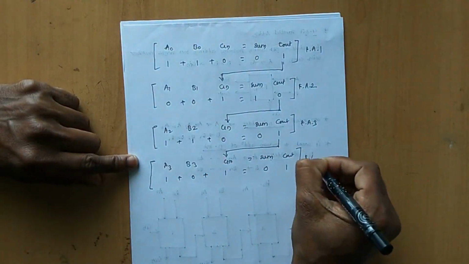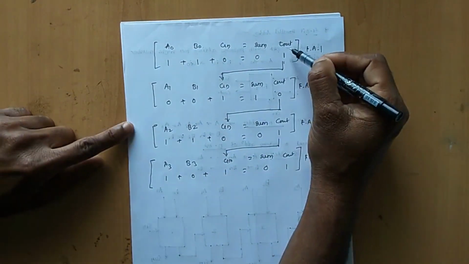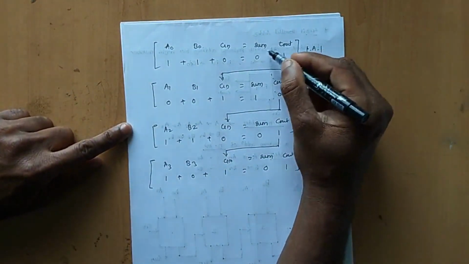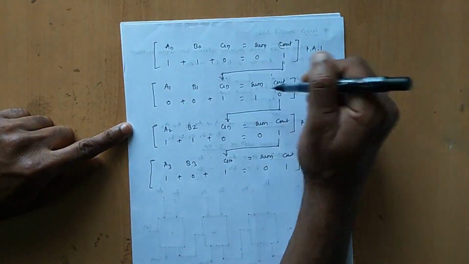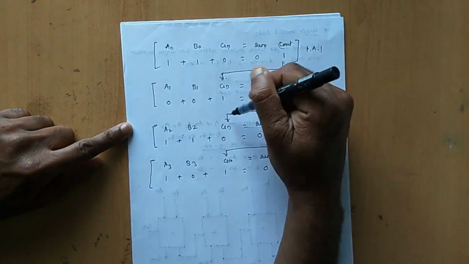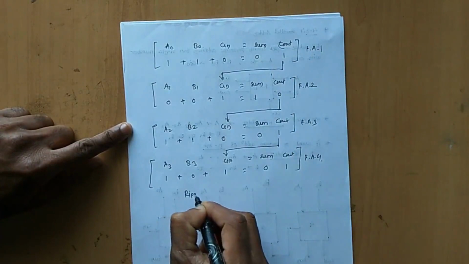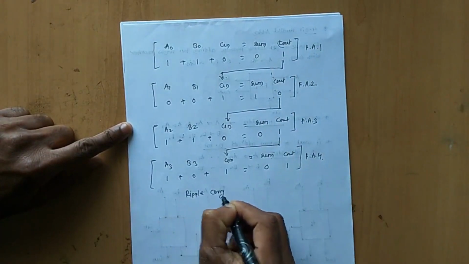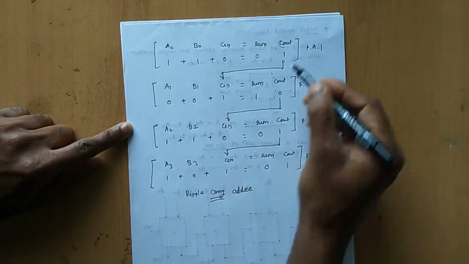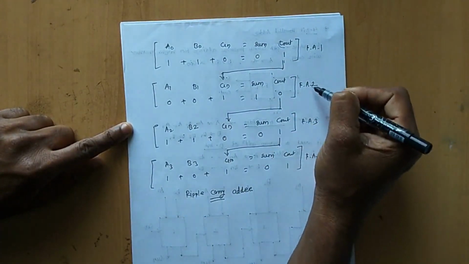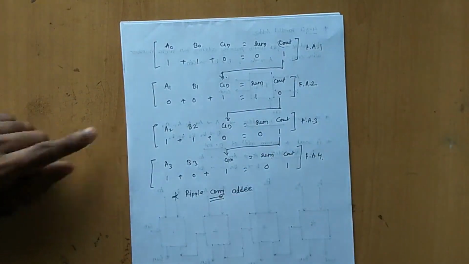In this way, if you observe carefully, whatever the output of the first, that is sum and C out, the C out, the carry out, will be C in for the next. The C out of the second full adder is C in to the next, and this is called a ripple carry adder, because the carry is propagated from one full adder to the next and the next to the next one. So it is also called a ripple carry adder.